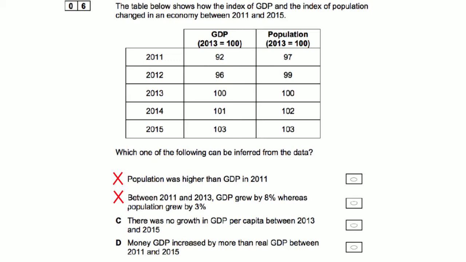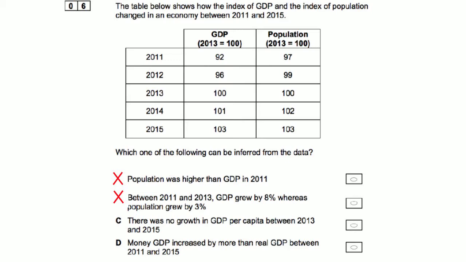Therefore, there is no growth in GDP per capita between 2013 and 2015 because the index value of GDP per capita was 1 in 2013 and it was also 1 in 2015. The other way is to compare the percentage changes in GDP and the percentage changes in population. If they change by the same amount between 2013 and 2015, it means that GDP per capita is the same. If they changed at different amounts, then it means that GDP per capita has either risen or fallen.